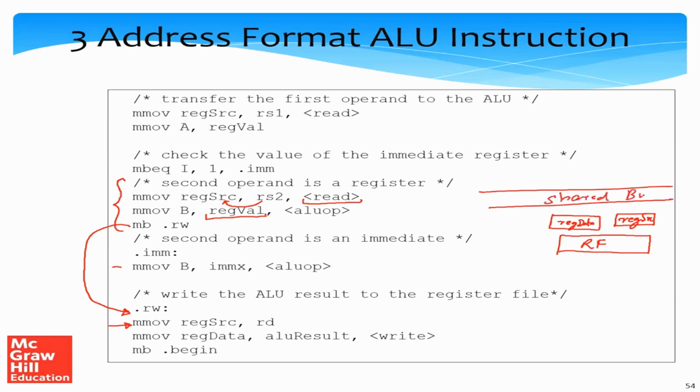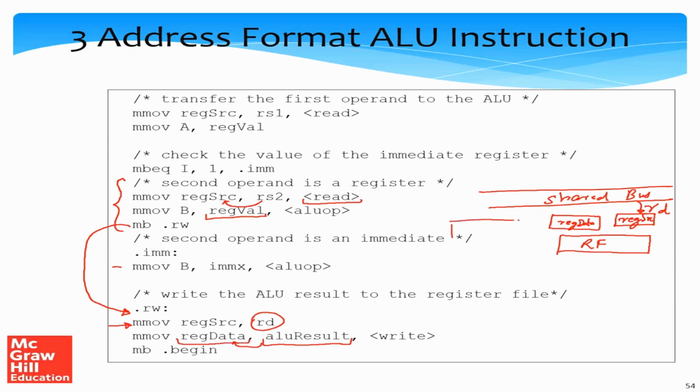So what we do is that we move the contents of the RD register, which contains the ID of the destination register, to reg source in the first cycle. So we don't access the register file because there are no arguments, so there is no command, but we populate the reg source micro register with RD, right, the ID of the destination register. Since the result of the ALU operation is there in the ALU result micro register, we transfer this to reg data via the shared bus, of course.